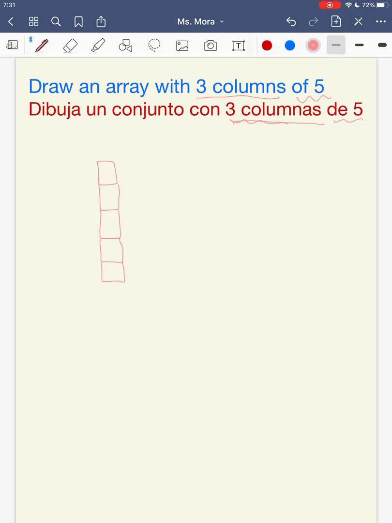That's one column. And then I'm not going to draw my next column here. 1, 2, 3, 4, 5. Okay, that's not what I'm going to do because I cannot leave this space in between them.